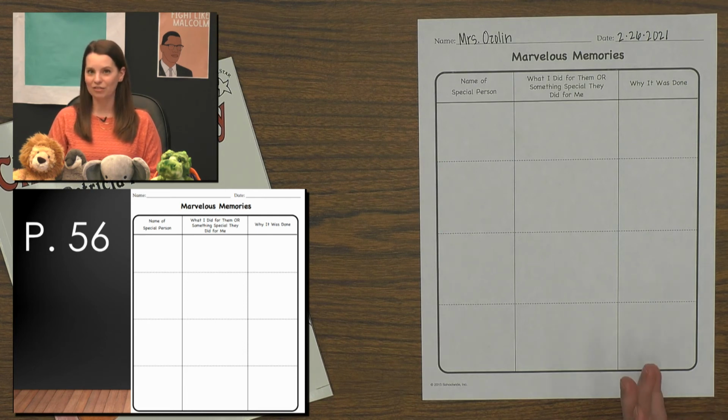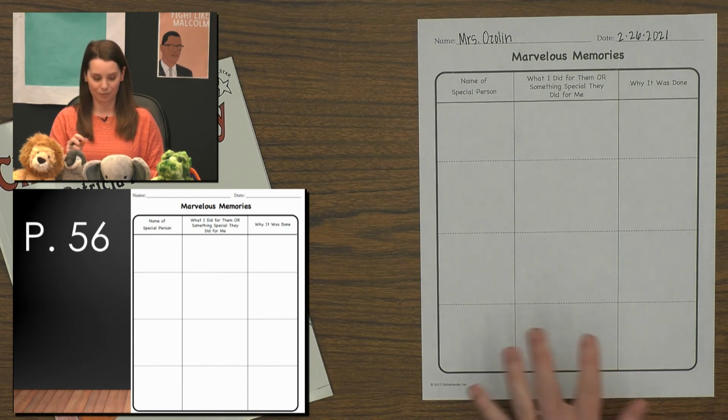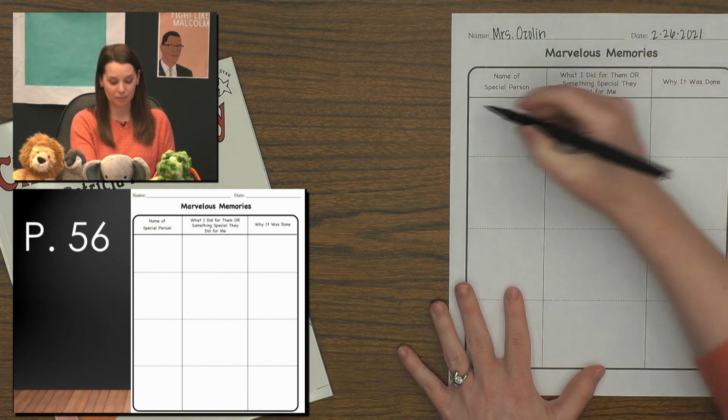Okay, as you're finishing up, I'm just gonna do some think aloud, which means I'm gonna talk about what I'm thinking about in my mind. So I'm thinking about all of the special people in my life who have done something for me or who I've done something for. And are you ready for this? Name of special person.